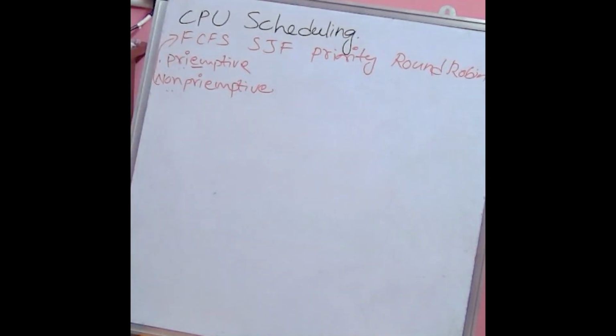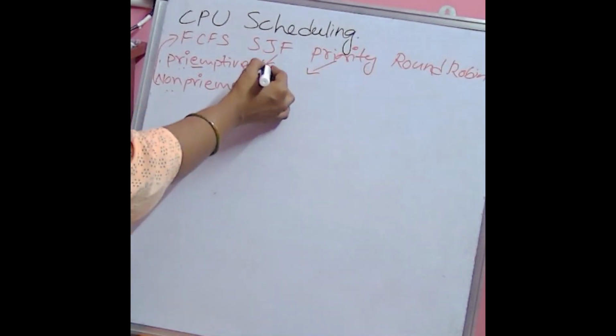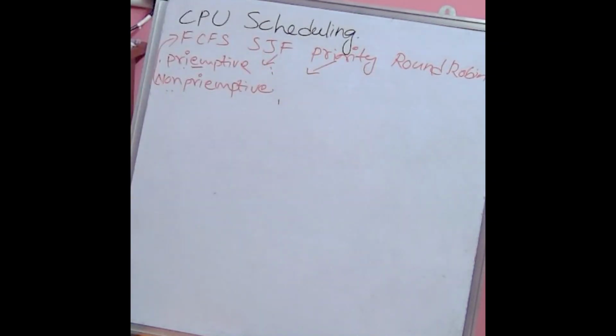That is preemptive. If it follows the non-preemptive technique, then within the available processes, it will allocate to the one which requires less CPU time, and until completion it won't deallocate. So SJF has these two types, and priority scheduling also follows these two types of techniques.